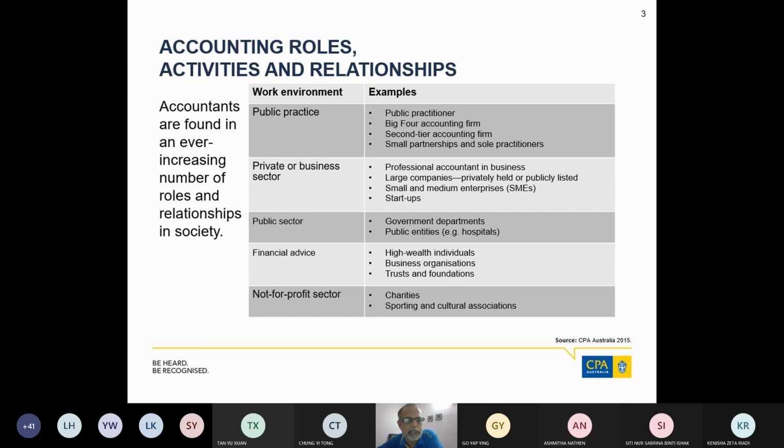Then we also have the business sector. The first one is what they call PAIB, an acronym for Professional Accountant in Business. You can work as a professional accountant in business, meaning you're working as an employee, working for someone. It could be as an accountant, junior accountant, senior accountant, or financial controller.